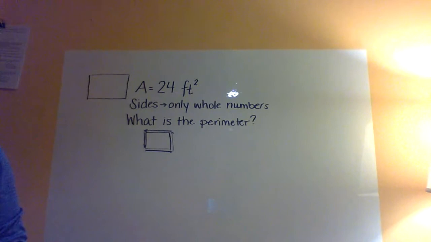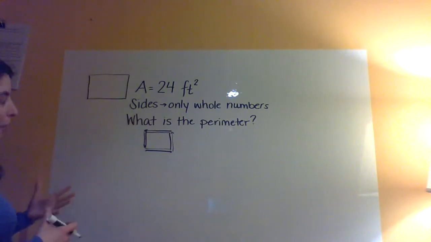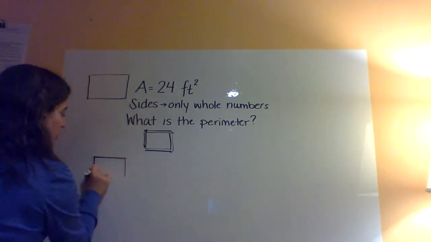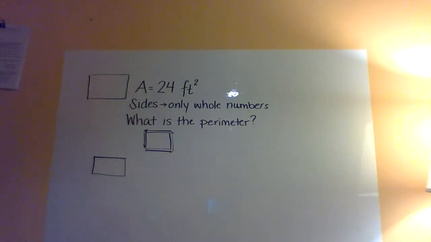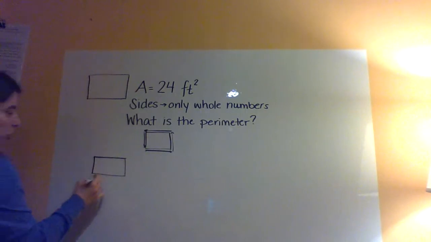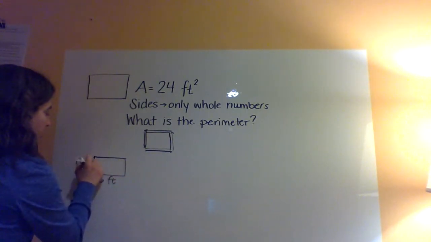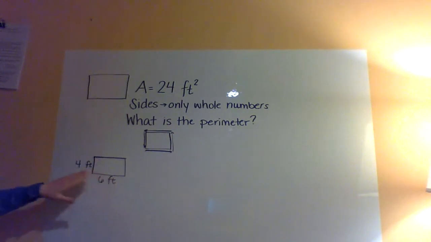Okay, so hopefully you took some time to try that out, to see what you could come up with. When we did this in class, I put people in groups, and one of the first things that the groups came up with was a rectangle that looked like this. Okay, 6 feet times 4 feet. So 6 feet times 4 feet does equal 24 square feet.